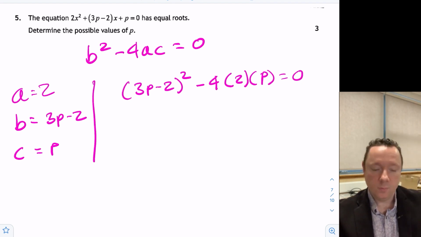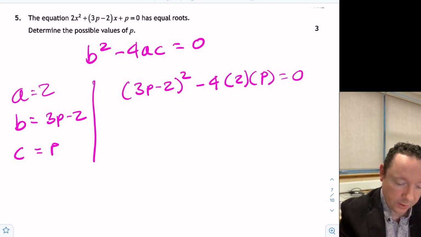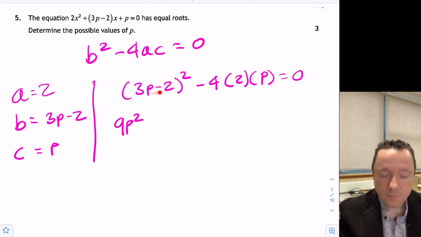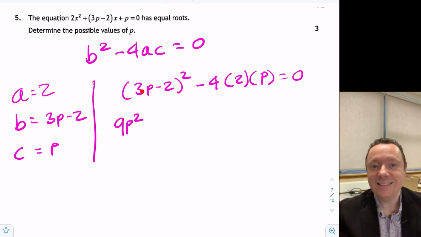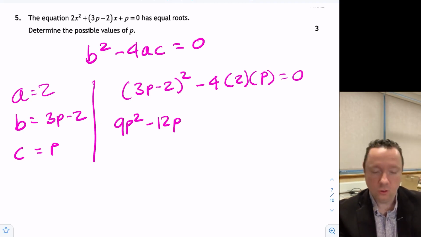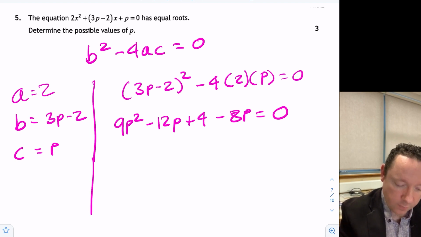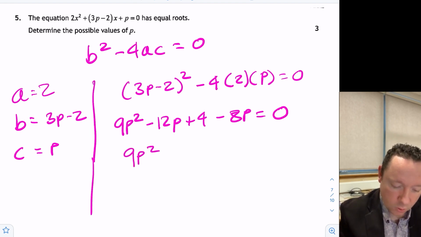So we need to expand the double bracket. The quick way with a squared bracket is square the first. 3p is 9p squared. Twice them times together, so 2 3s are 6, times 2 is 12, so you get minus 12p. And then square the last, 2 2s are 4. So that's our first bracket. Then minus 4 times 2 is 8, times p is minus 8p equals 0. So we get 9p squared minus 20p plus 4 equals 0.